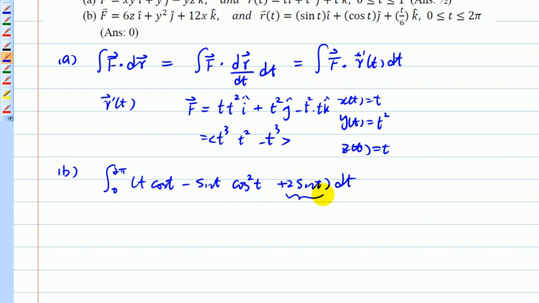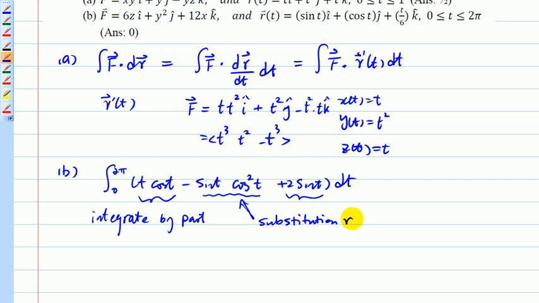I guess you shouldn't have any problem integrating the simple part of this function. For the portion t cosine t, you need to use integration by parts. And for the integral of this other one, you need to use the substitution rule. Let u equal cosine t, and you should be able to do that. Yep, that's right. So that's problem number 1, and you should be able to do the integral.